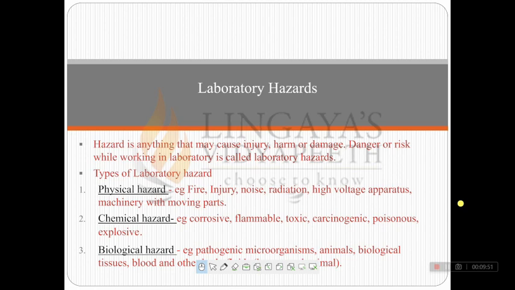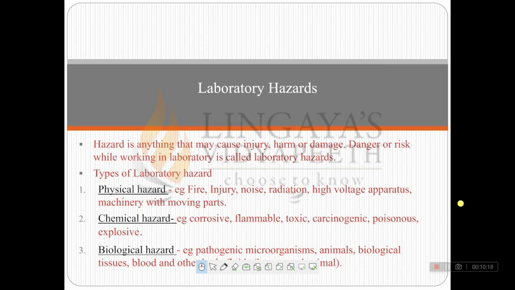First one is the physical hazard. So, physical hazard can be due to any kind of fire, injury, noise, radiation, high voltage operators, or machinery with the moving parts. So physical hazard is a kind of hazard that a person gets physically from the mechanical things or the things like physical. Alright. Next is the chemical hazard.